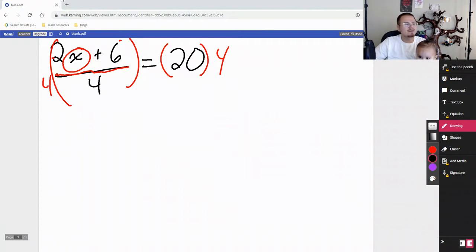She loves Sesame Street. So we're going to multiply by 4 on both sides, and when you do that, on the left side, the 4 is simplified to 1. You're multiplying and dividing by the same number.